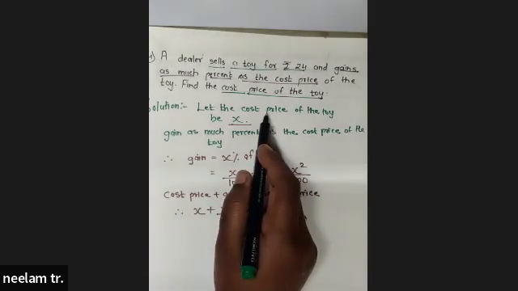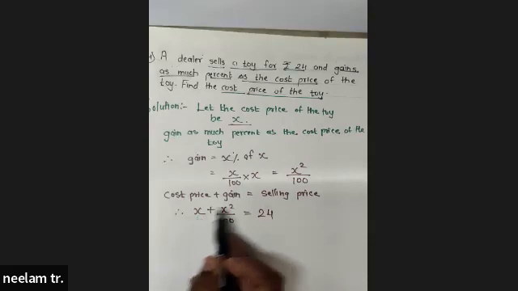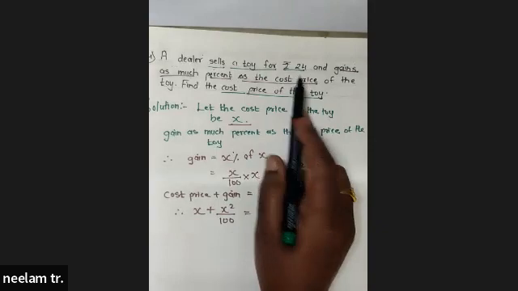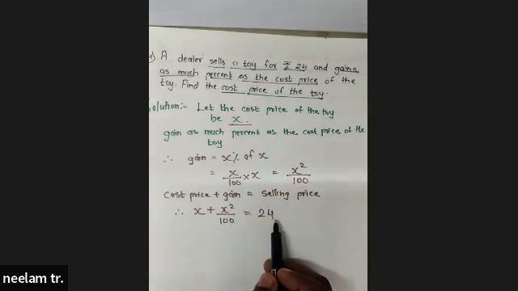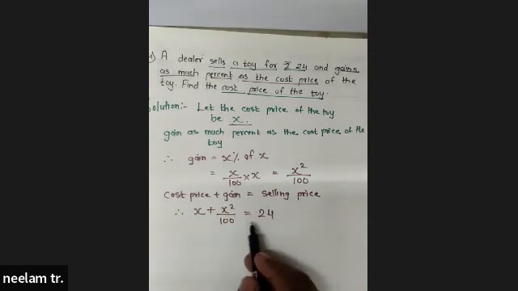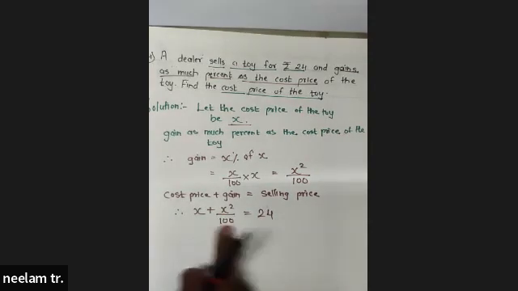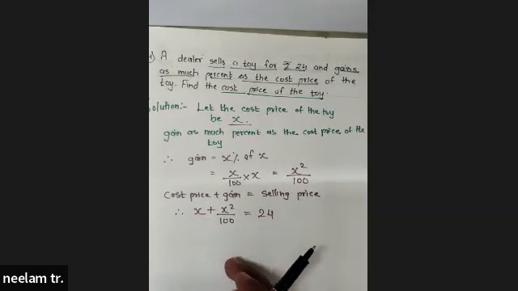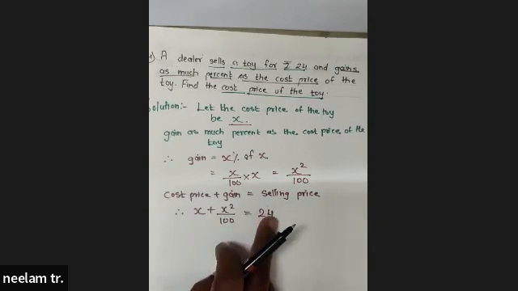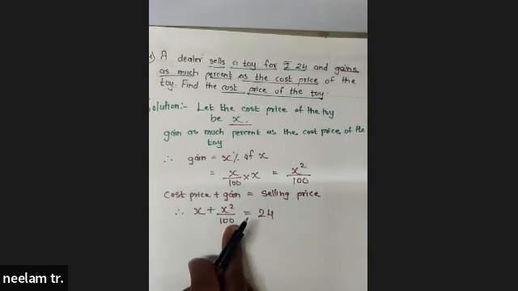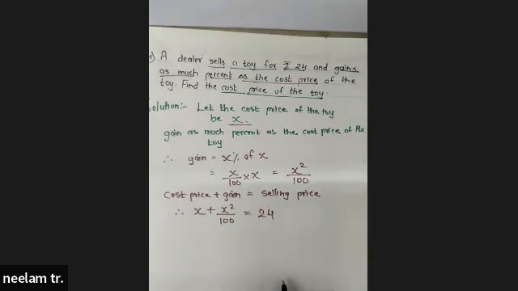So what is my cost price? Cost price is X. What is my gain? Gain is X square by 100. The selling price given in your question is 24. Now this much is clear to everyone. Now this 100 will multiply on both sides, and then we'll make a quadratic equation. After that, our same process will carry on, that is, we'll do the factorization method and we'll get the 2 values.